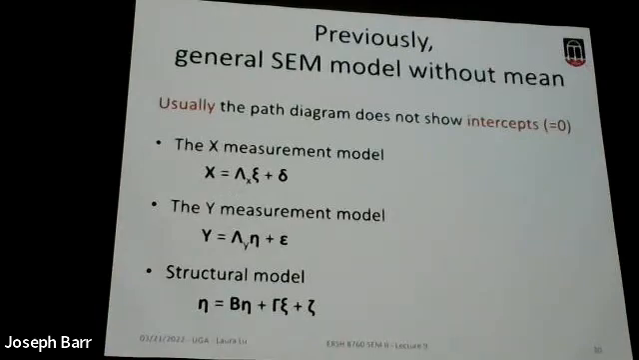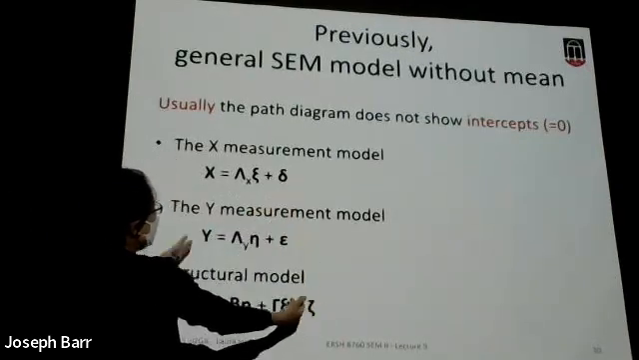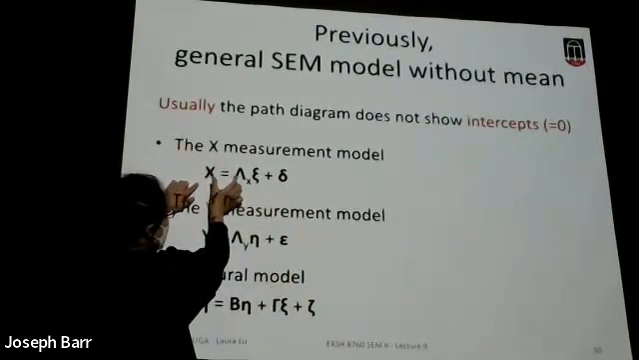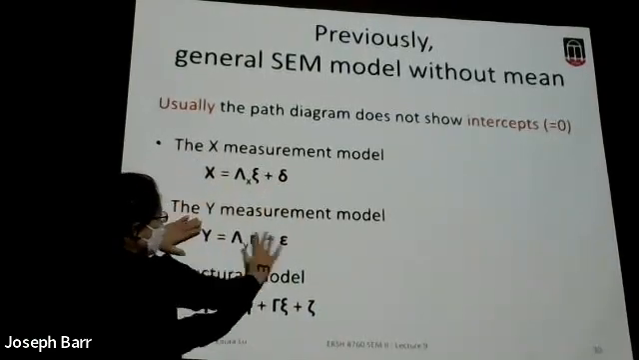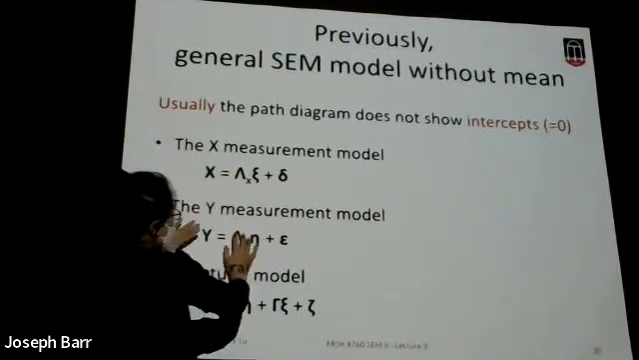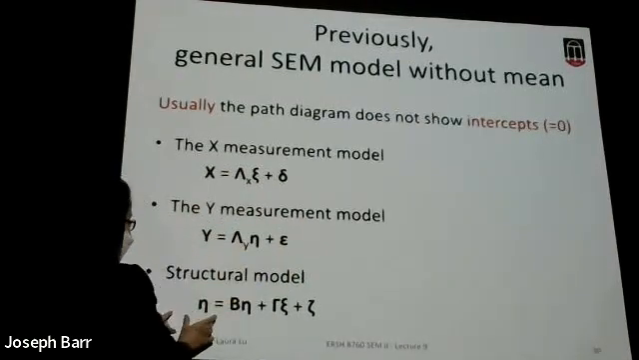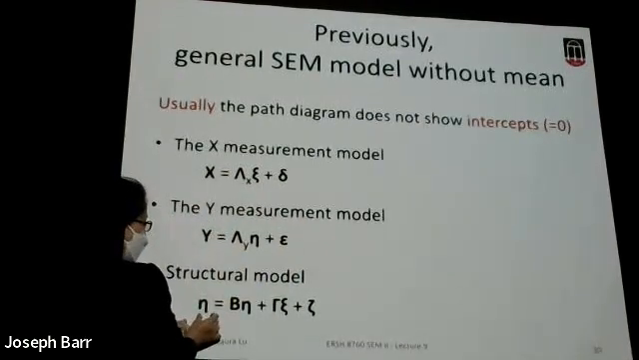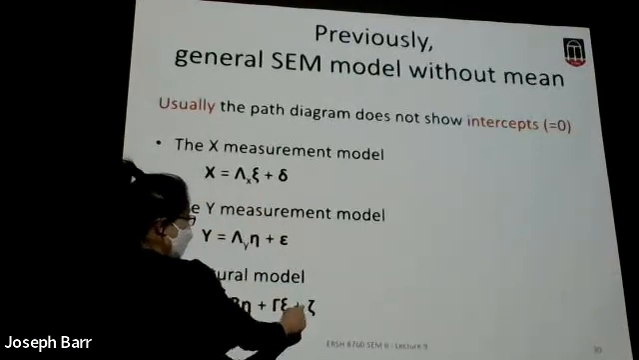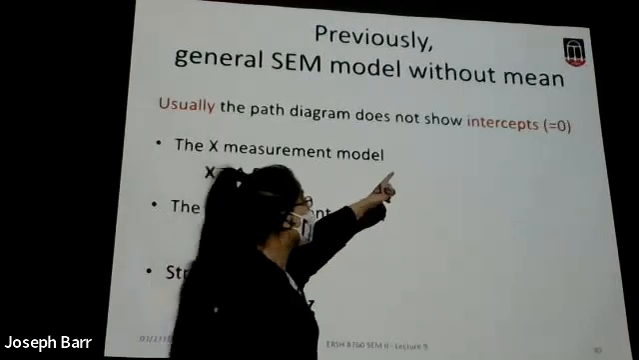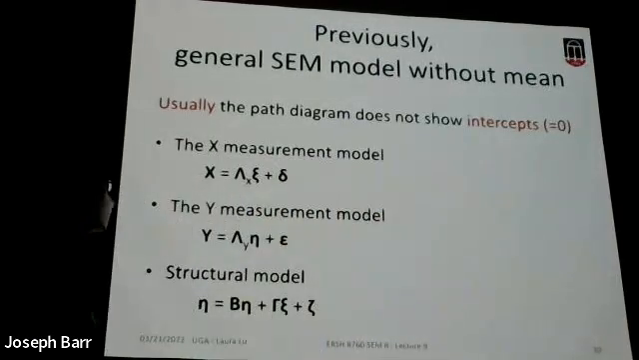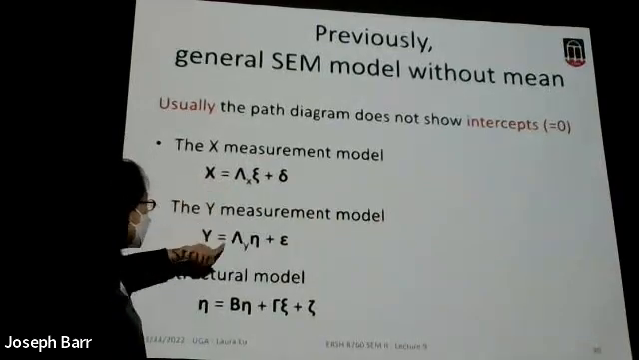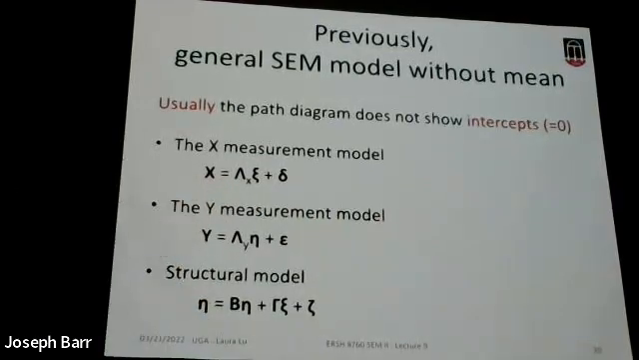Previously, we just had these three equations for the SEM model. We have X, the measurement model, and Y, the measurement model. This is a factor model, and this is another factor model. We have the structural model focusing on the latent dependent variable and the latent independent variables. All of these three equations assume that the intercept, the mean part, is 0. We don't have tau x, we don't have tau y, we don't have alpha here.